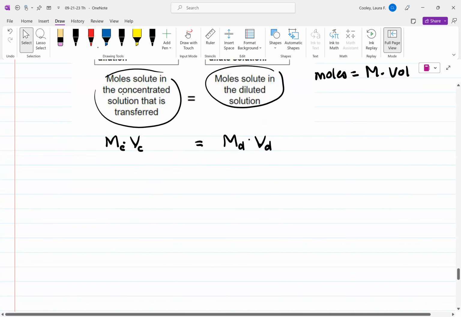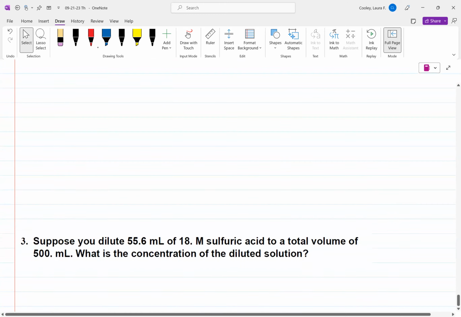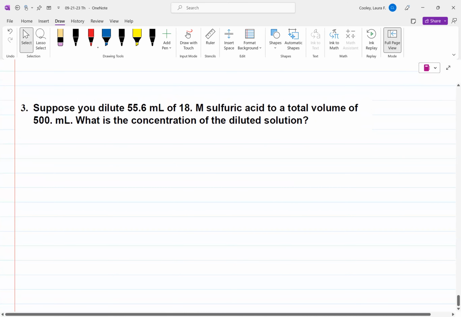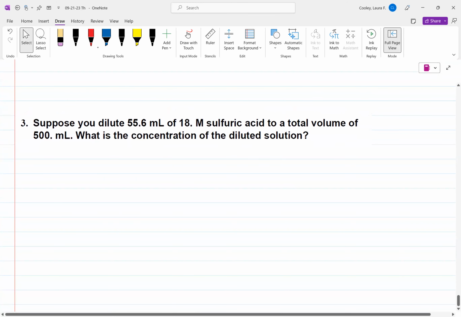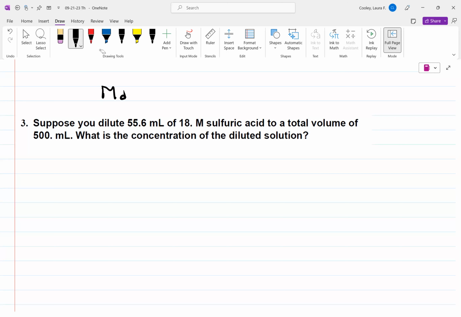And this allows us to do all sorts of dilution problems. So I'd like you to go to the next problem, which is number 3. I'm going to tell you that the hardest part of this problem is figuring out what's being asked for, and what are the knowns, and labeling each one appropriately, right? Because we have MCVC is MdVd. That's great. That means we could solve for any one of these things in terms of the others.